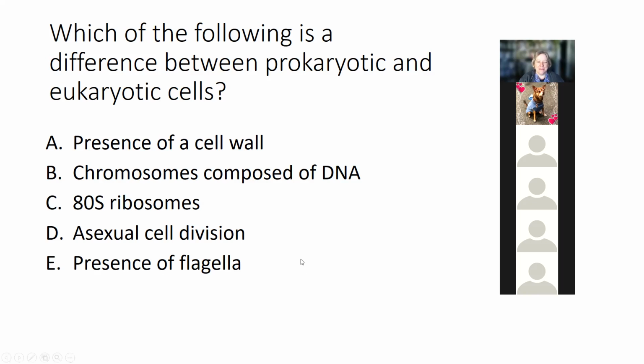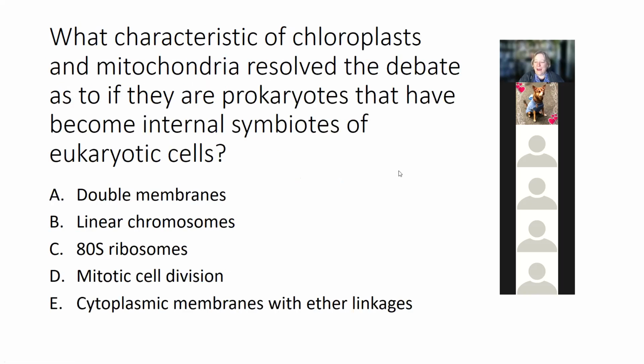Okay, let's do another one. This one's a little harder. What characteristics of chloroplasts and mitochondria resolved the debate as to whether they are prokaryotes that have become internal symbiotes of eukaryotic cells? Okay, so what sealed the debate?